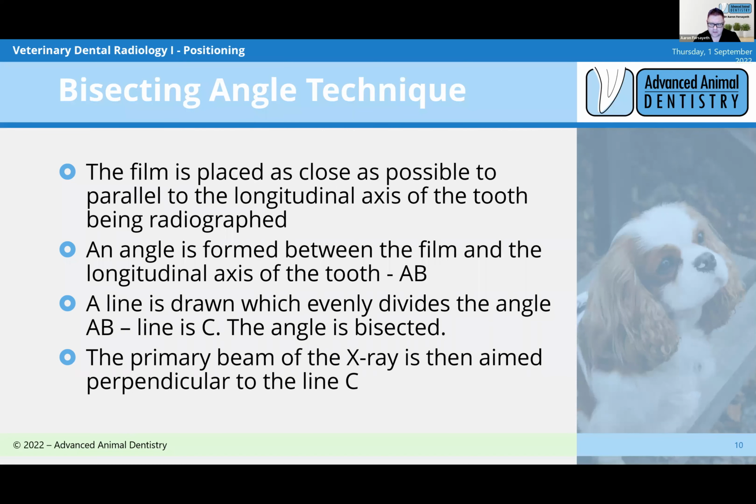With that angle, we should be able to judge it, and sometimes you might see us when we're taking x-rays sitting there doing a little bit of this action. This is the plate, and this is the tooth. How's it all work out? We're trying to see where things are, and then what we do is we bisect the angle. So we draw a line that splits that angle into two equal halves, and that's line C. Once we can approximate and visualize where that line C is, we shoot the primary beam of the X-ray perpendicular to that. And that's what it is.